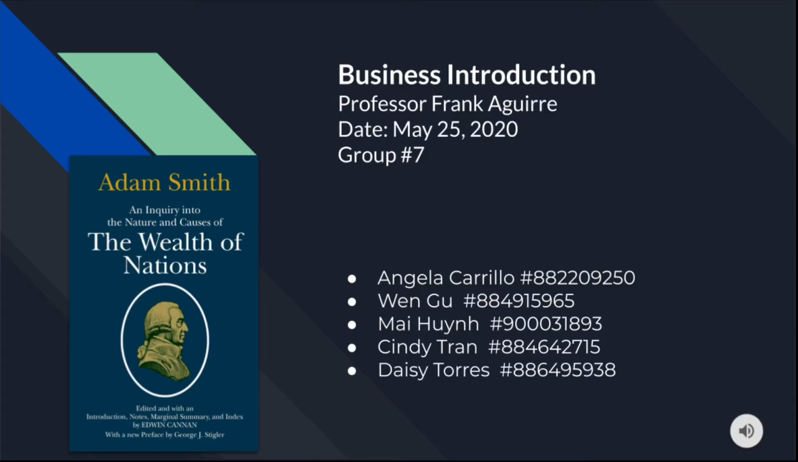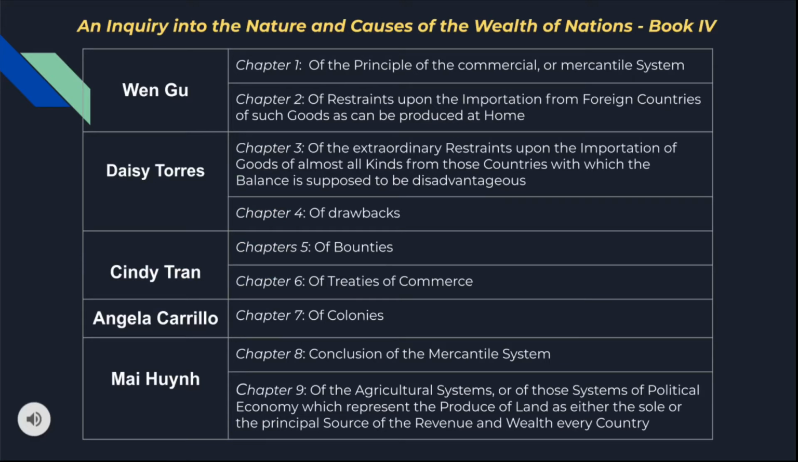Hello everyone. Today, Group 7 will be presenting An Inquiry into the Nature and Causes of the Wealth of Nations by Adam Smith. We will be focusing on Book 4, titled Of Systems of Political Economy. For today's presentation, Wen Gu will be presenting chapters 1 and 2, Daisy Torres will be presenting chapters 3 and 4, Cindy Tran will be presenting chapters 5 and 6, Angela Carrillo will be presenting chapter 7, and Mai Hu will be presenting chapters 8 and 9.